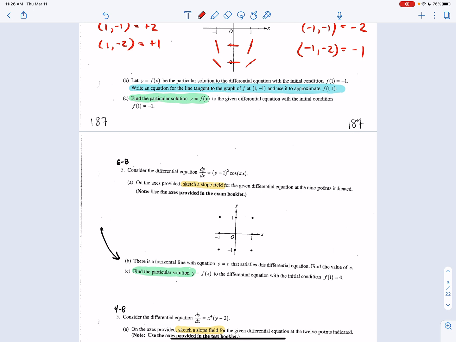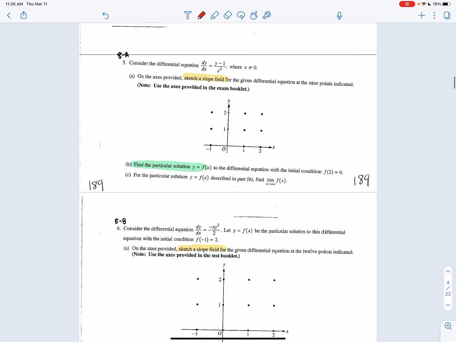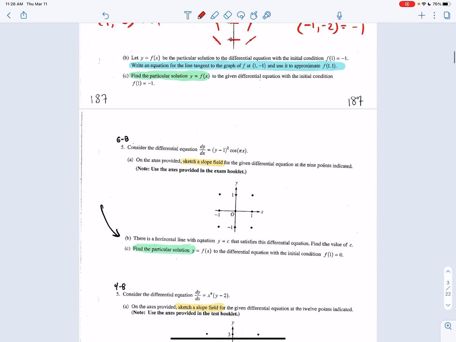For all the slope fields that I did not cover, you want to make sure that you do these on your own. So anything that I don't cover in the videos, you guys are responsible for. So there are other slope field problems, but go ahead and do those, all right?